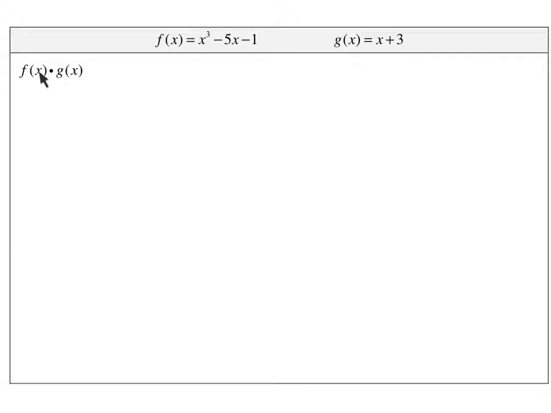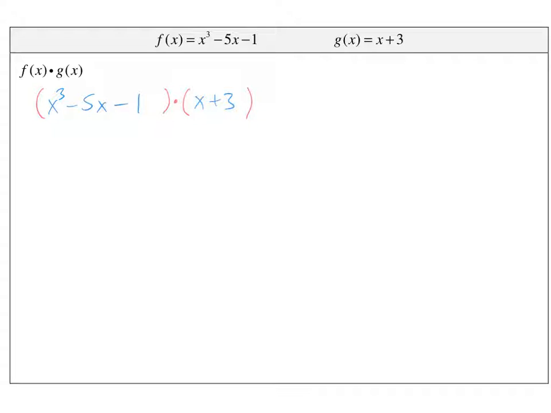Alrighty, for this problem, we are going to multiply f and g. So this is f, and this is g, and we are going to multiply them. So that will look like this. We're going to take f, which is a trinomial, multiplied by g, which is a binomial. So f is x cubed minus 5x minus 1, and g is x plus 3. So we are going to multiply these two functions. This is f times g.